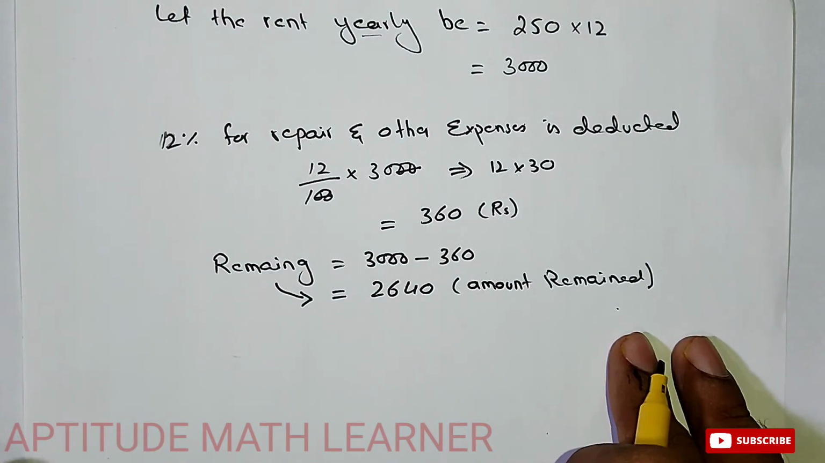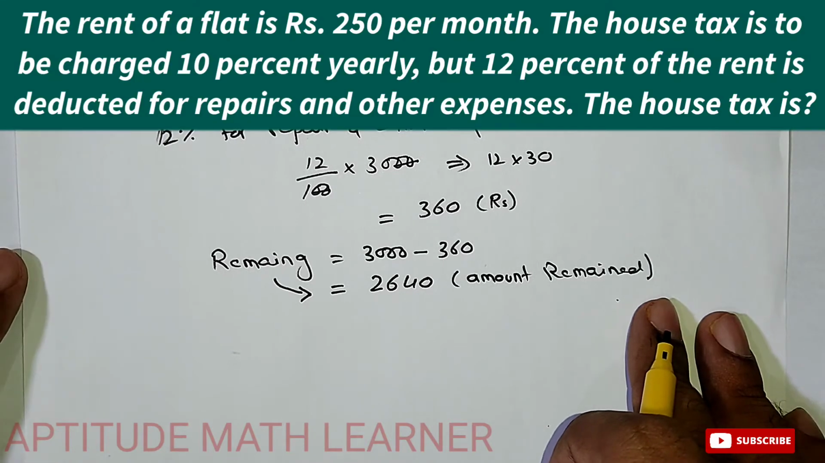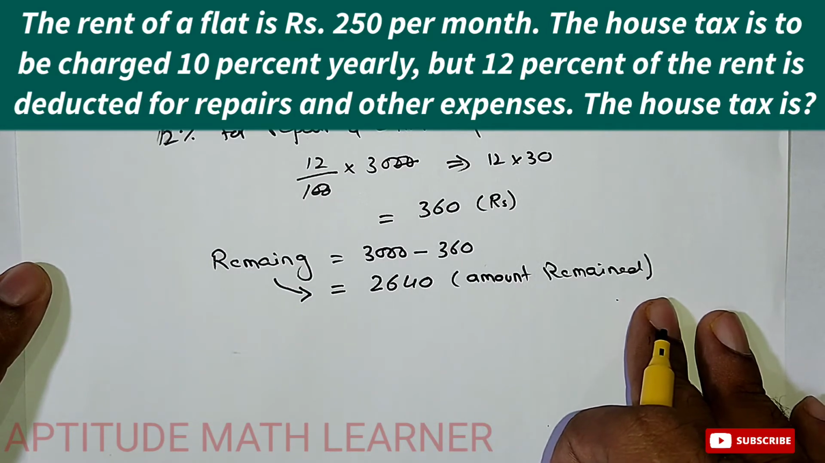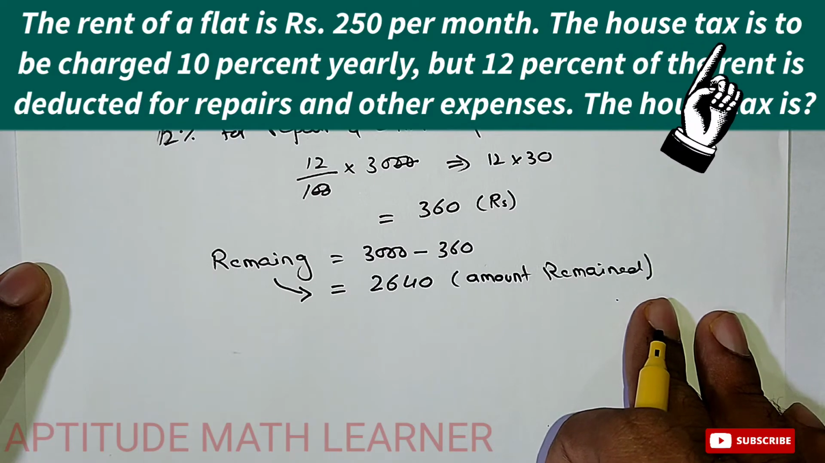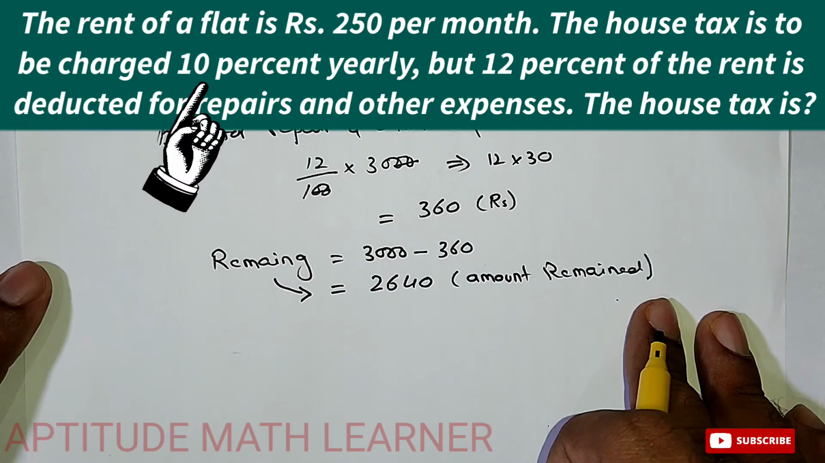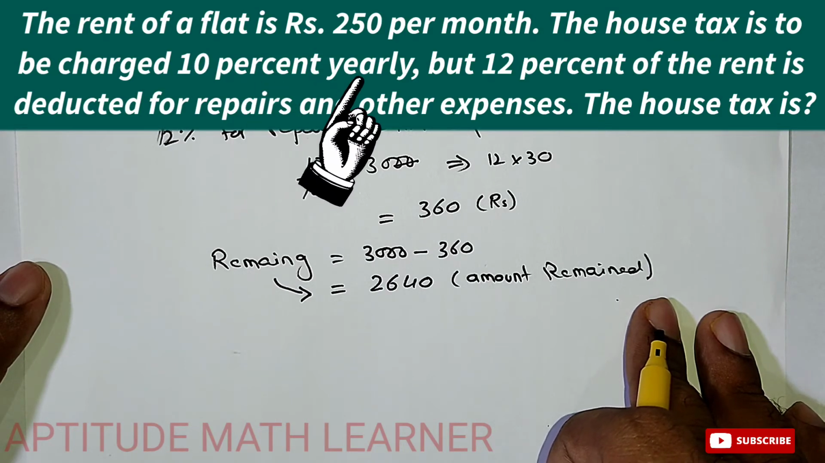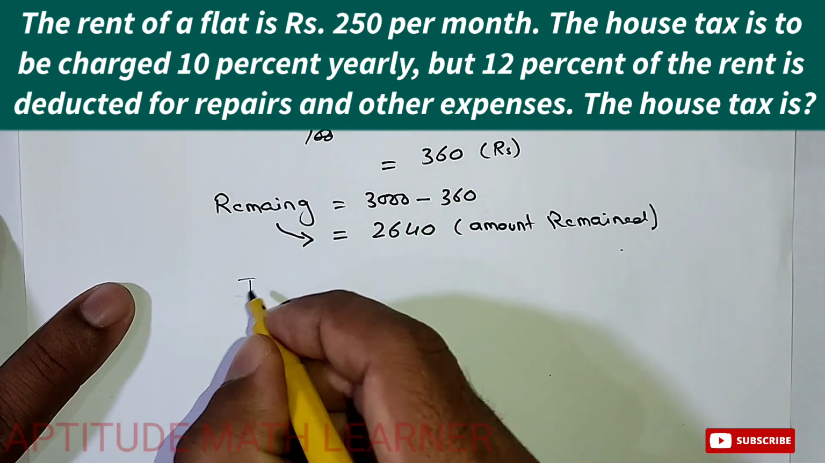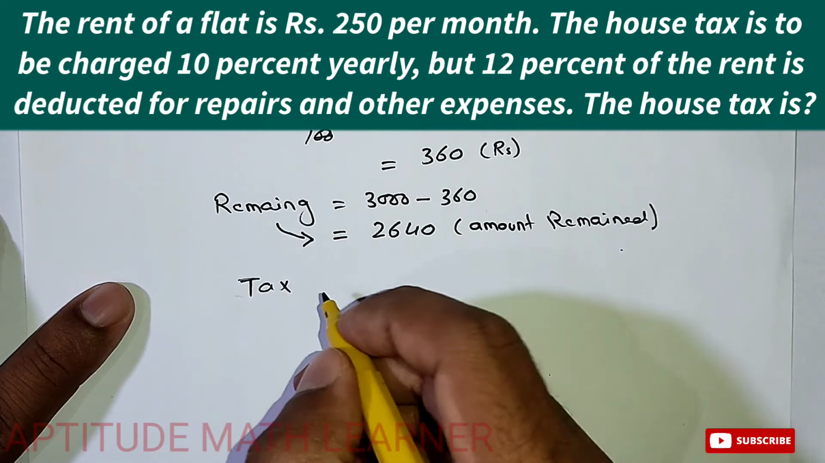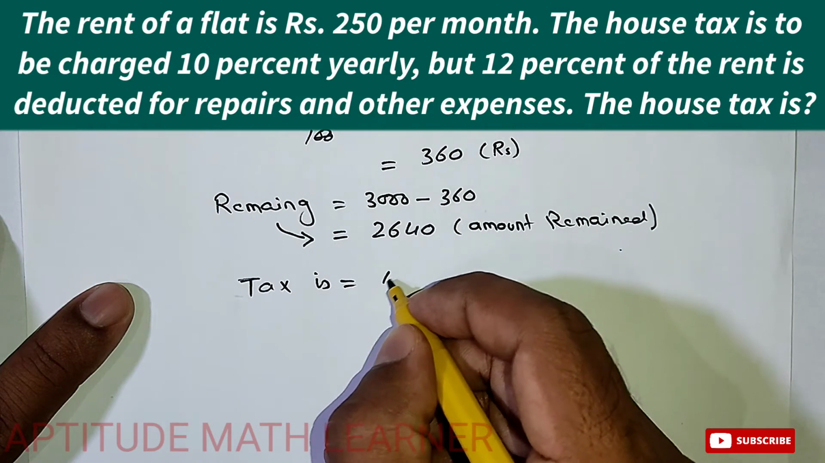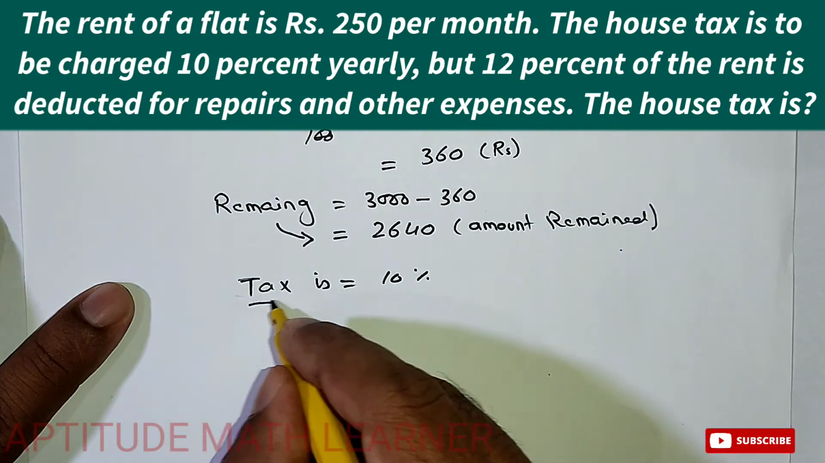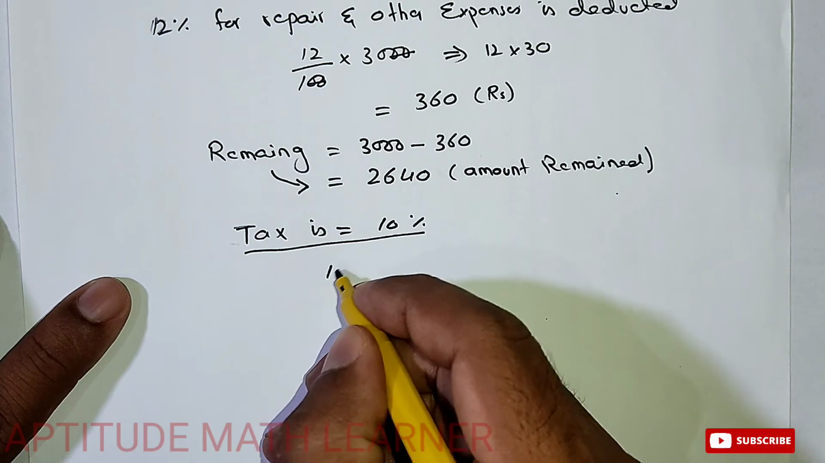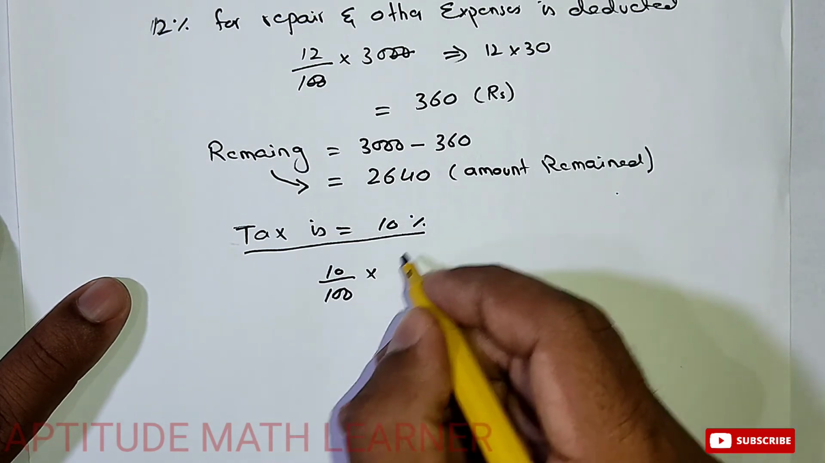And now in the question, if you see, it is asking us for the house tax, so we also have to find out the house tax. So how much is the house tax? The house tax is to be charged at 10% yearly. So 10% is the charge. So how much will be the 10%? The tax is 10%. And how much will be 10% of the remaining amount now? So 10% of the remaining amount.